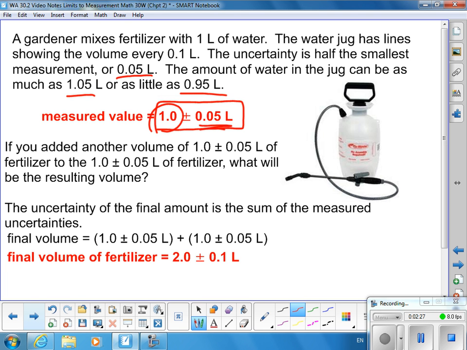If you add another volume, so you had 2 containers of fertilizer, what happens to the resulting volume? Well, now we have 2 liters of fertilizer, but the uncertainty also has to be added together. So when you measured the first time, you could have been out 0.05 of a liter. When you measured the second time, you also could be out 0.05 of a liter. So together, the combined volume would also combine the uncertainty. So you would add the 2 uncertainties together.